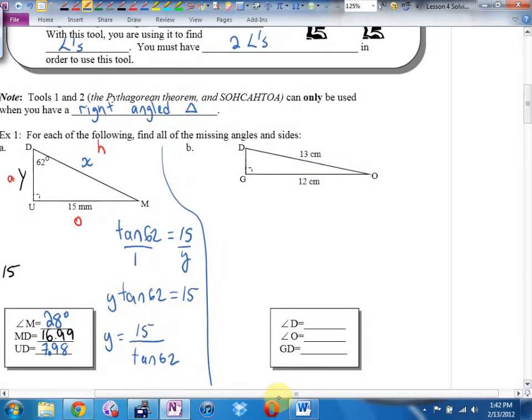Rob, what's the first thing it wants me to find? No, what's the first thing it wants me to find? Angle D. Can I find angle D right now using angle sum of triangles? No, because I don't know that one either. Okay. Now we're going to have to use trig, SOHCAHTOA, to find angle D.